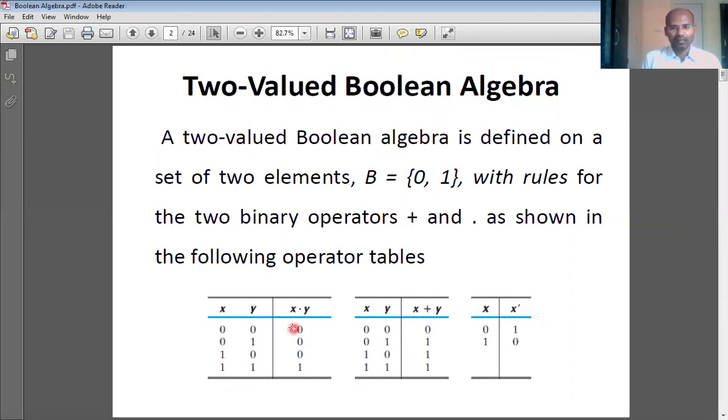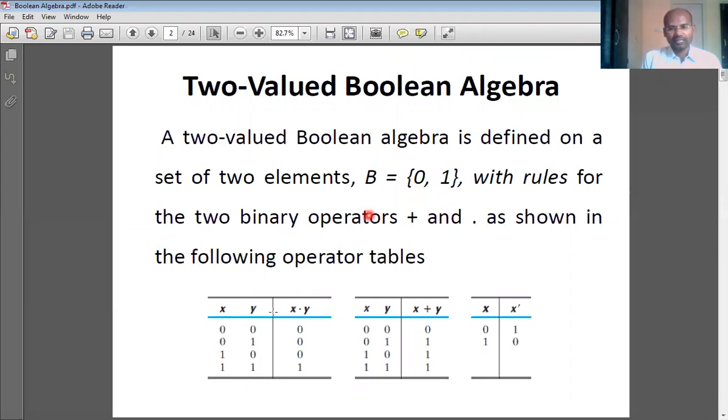Now let's see, based on these three operations, we have other theorems and postulates. Let's take x and y, where x and y are Boolean variables. A Boolean variable is a variable that takes either 0 or 1. From this set, all the Boolean variables take their values. So x can take a value either 0 or 1. It is not allowed to take any value other than these two, 0 and 1. This is the Boolean set, or binary set.